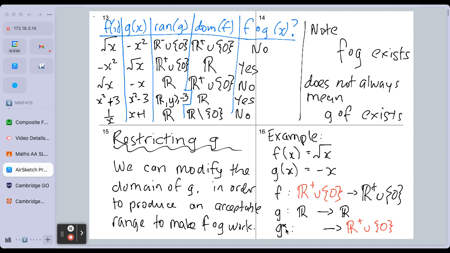So the modified G can be any real negative number or 0, and that will definitely output a positive real number or 0. So I can finish off and say that my restricted domain for G is all negative real numbers or 0. Sorry about writing over the arrow there.